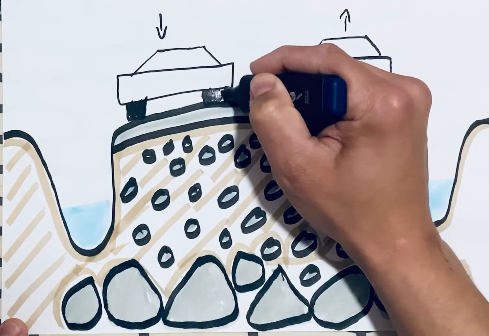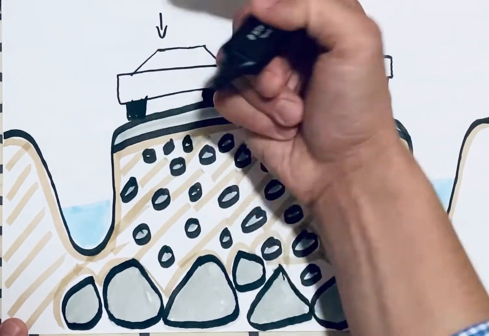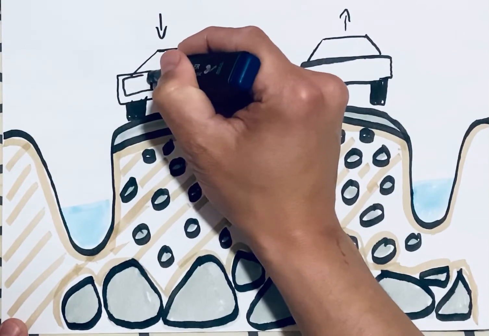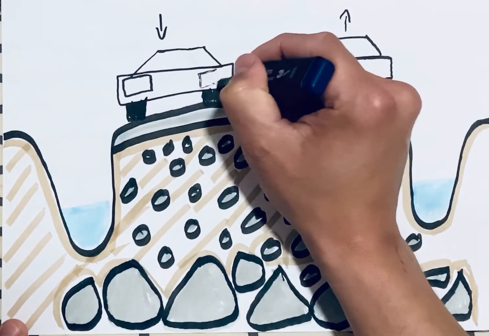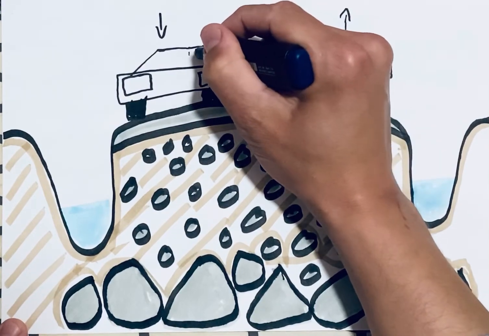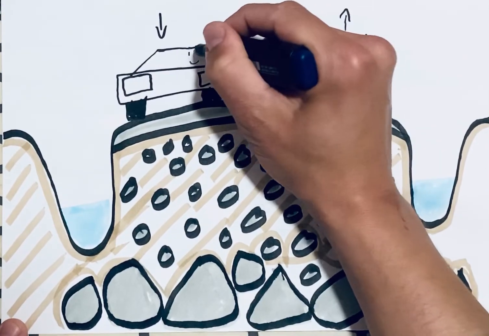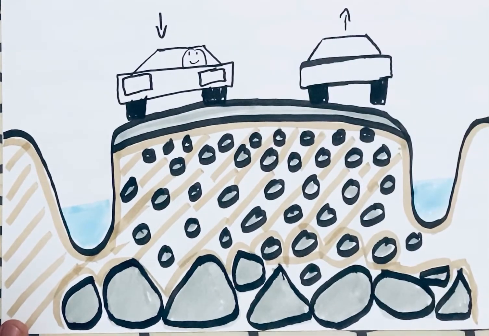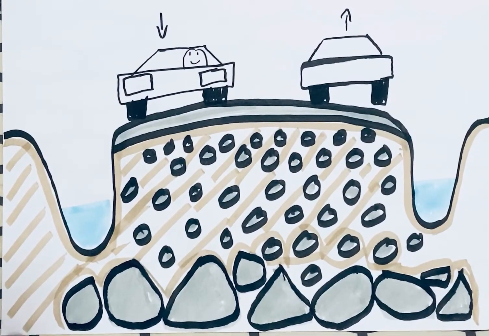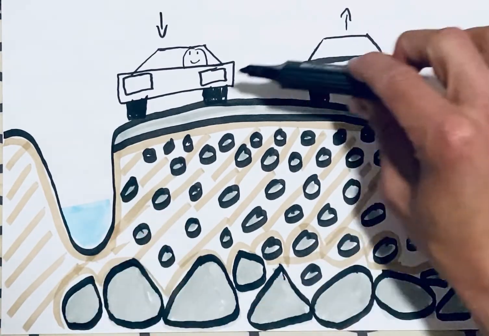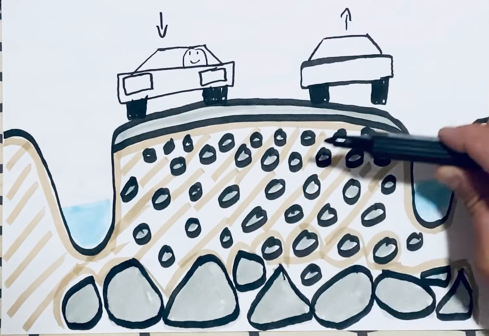And this time, this car is coming towards us, so we're going to add some headlights. We'll put some headlights. And here we're going to put a person smiling in the car. So now you can see the example of macadamization, of how the roads are built under the highways we drive on.